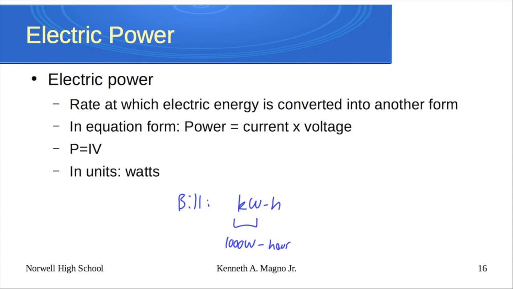But then when you realize how many hours there are in a month and how much stuff you use, that 10 cents per kilowatt hour becomes hundreds and hundreds of dollars, right? The average home uses about $200 worth of power every month. But if we look at this though, that's power times time. Power times time is actually energy. So you're actually buying energy, not power, from the electric company.